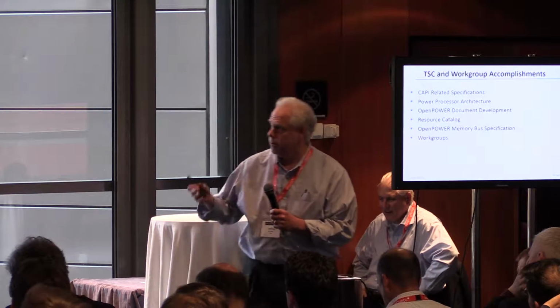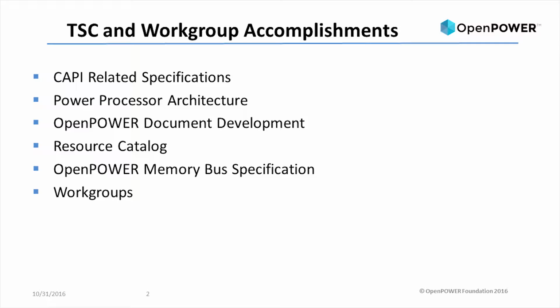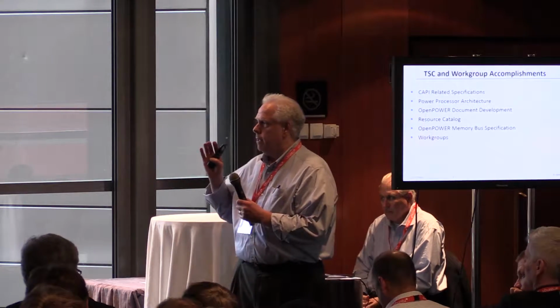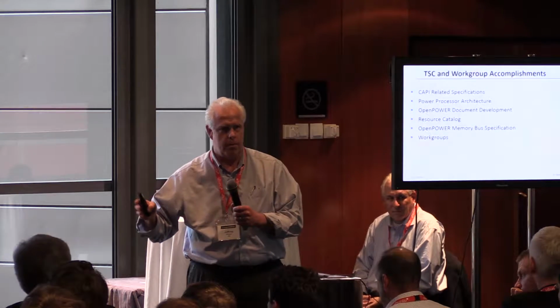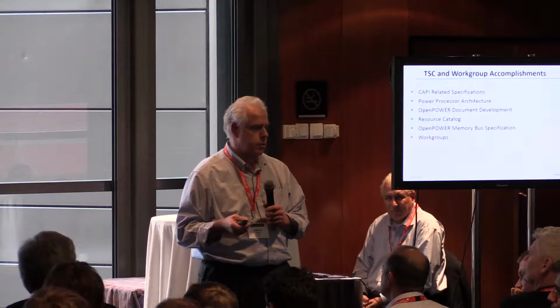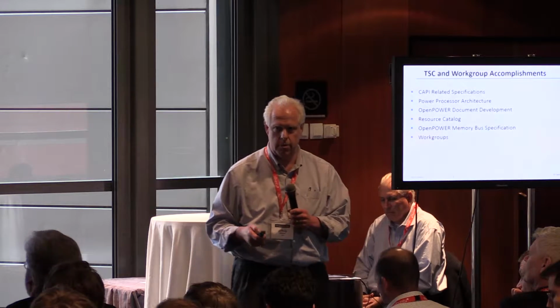So I want to take you through a few key things. We have a number of CAPI-related specs that were released over the year. We did some stuff around the Power processor architecture. And in conjunction with the System Software Work Group, we updated a completely new document infrastructure. There's a resource catalog that you can get all this material from. There's a spec that is being developed through the Memory Work Group. I'll talk a little bit about that. And then I'm going to talk a little bit about some new work groups that we're doing. And I'm going to try to do that all within less than 15 minutes so you can all get to the drinks.